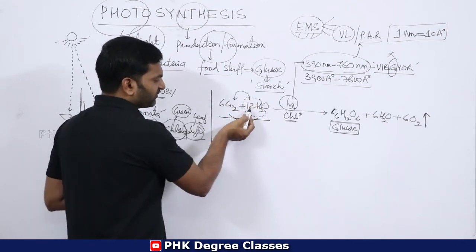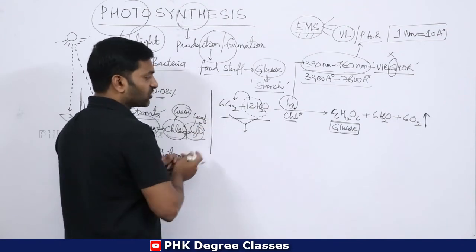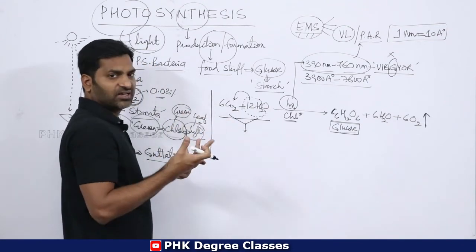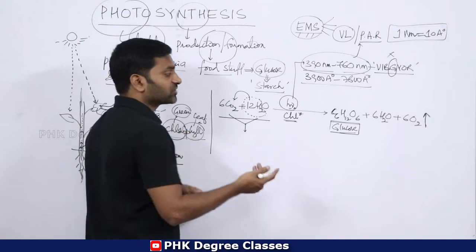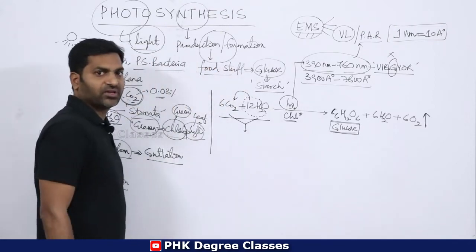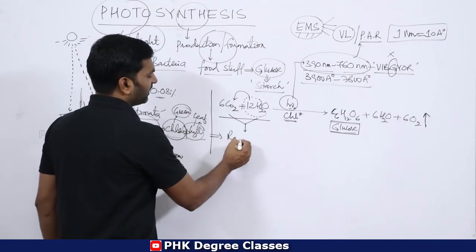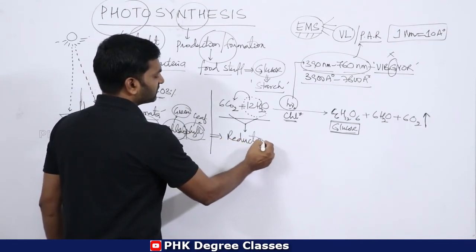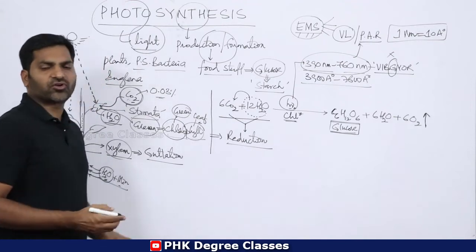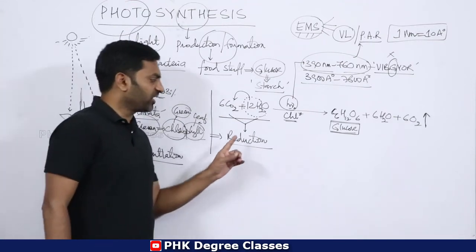So protons of the water move to carbon dioxide, hence carbon dioxide is reduced. Carbon dioxide is reduced to glucose. Hence photosynthetic process is basically a reduction process. Okay, so photosynthetic process is a reduction process.